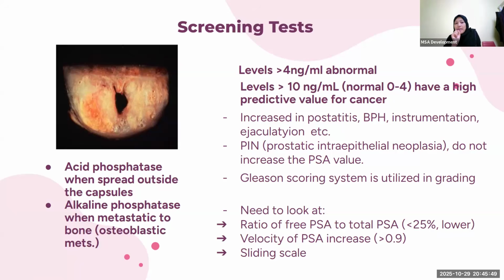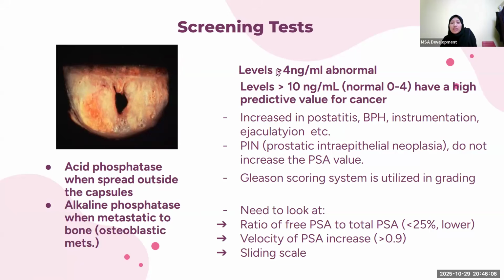Whereas in BPH, it will be very rubbery and a diffuse enlargement. In this one, only one side will be enlarged on DRE. Be careful of the levels of PSA. That's important. PSA is prostate-specific antigen, produced by the prostate.